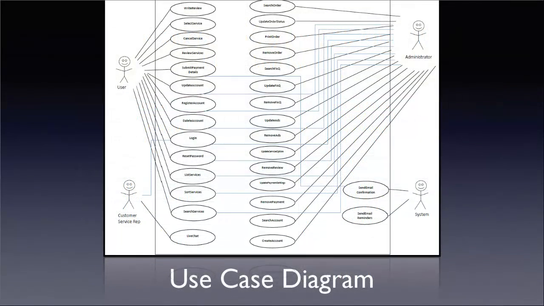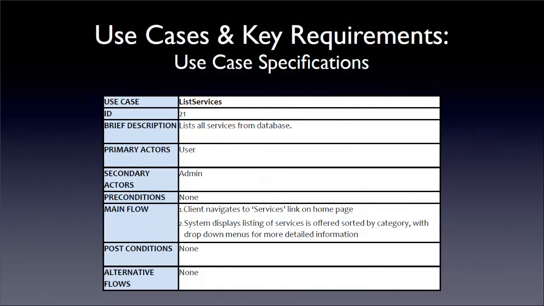This use case diagram provides a simple and clear visual representation of the user's interaction with the system, at the same time describing the specifications of a use case. For the use case specifications, I've chosen to elaborate one particular use case in this video. Firstly, the list services specification is vital as it allows the users and administrators where necessary to load all the services from the database as presented to the actor. Basically, the user or client navigates to the services link on the home page, and he or she will be presented with the full list of services offered as sorted by category with a drop-down menu for more information. There are no preconditions, postconditions, nor alternative flows.